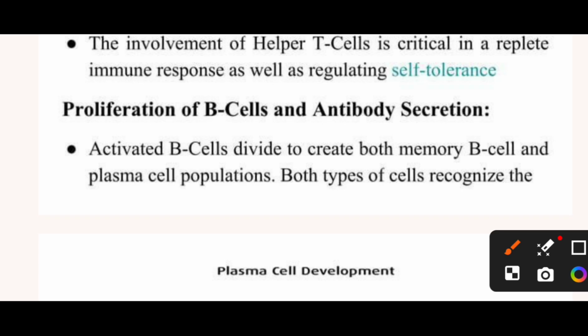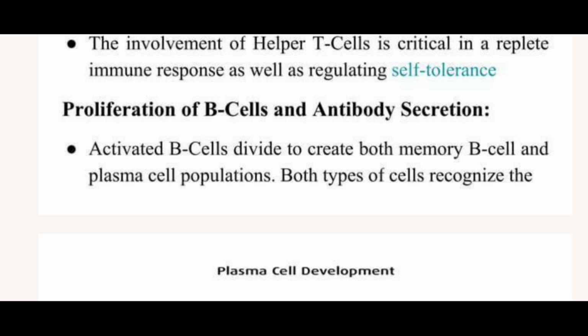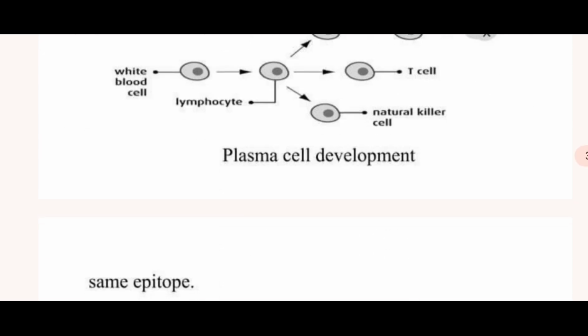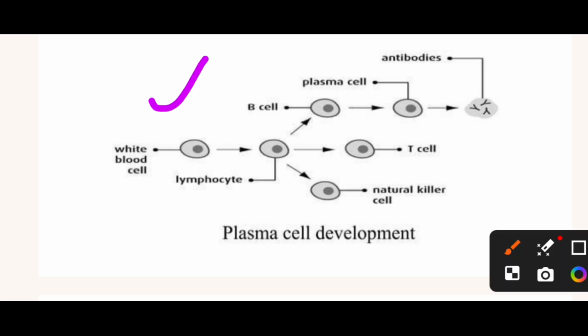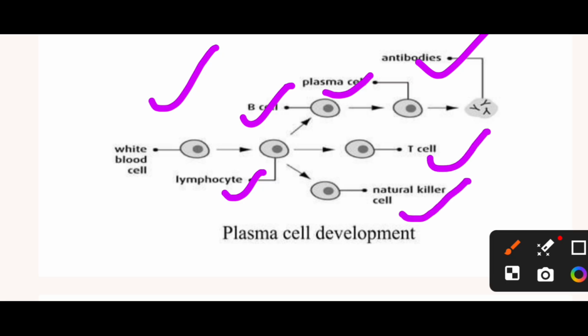Now, proliferation of B cell and antibody secretion. Activated B cells divide to create both memory B cells and plasma cell population. Both types of cells recognize the same epitope. Now this is the workflow where a white blood cell is there, then there is a lymphocyte, and there is a B cell. B cell produces plasma cell, and this produces antibodies, and this lymphocyte, again natural killer cell, this activates the T cells.